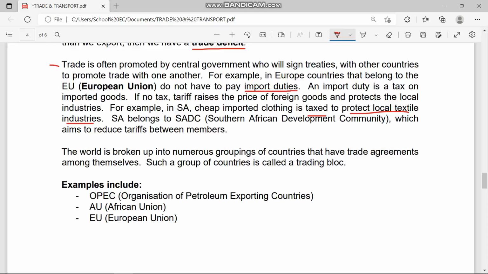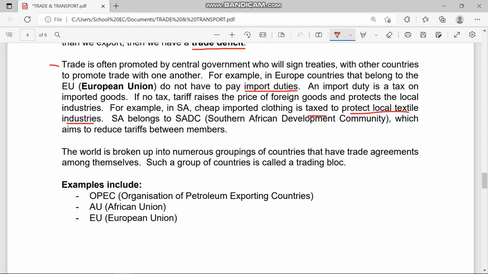So the world is broken up into numerous groupings of countries that have trade agreements among themselves. Such a group of countries is called a trading bloc. There will be countries that have agreements in terms of trading and say, hey guys, let's then build a group. Let's trade with each other.